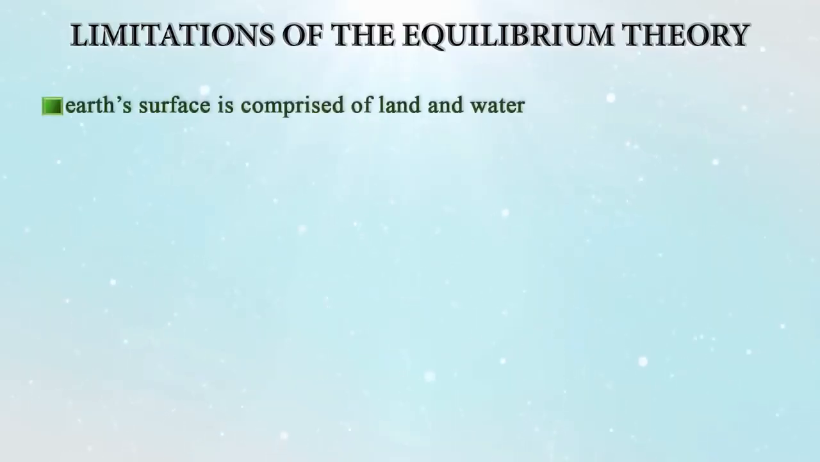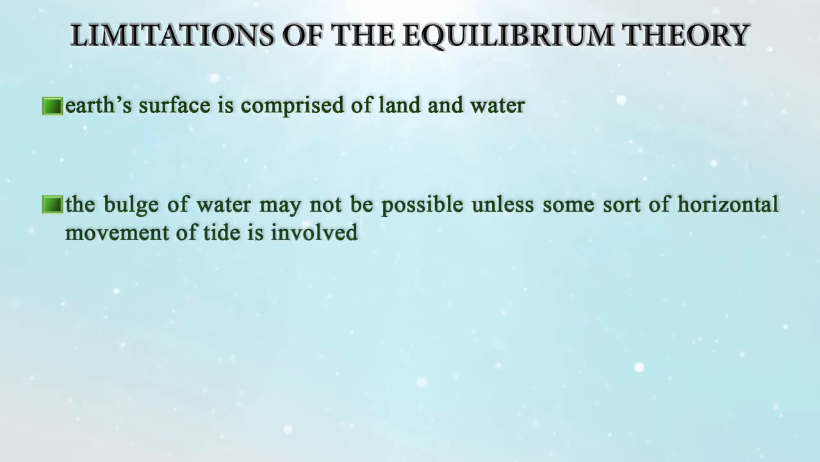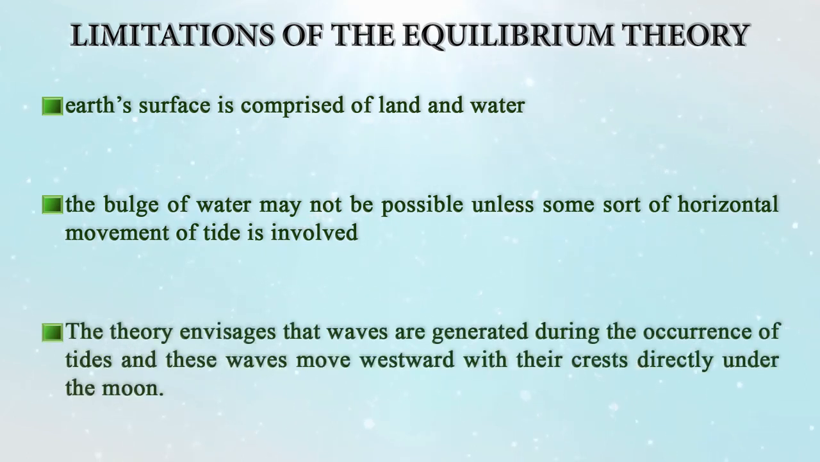Limitations of this theory is that earth's surface is comprised of land and water and is not homogeneous, that is, it is not having water throughout, and the bulge of water may not be possible unless there is some horizontal movement of water. That the vertical rise of water will also involve the horizontal movement of water. So, how do we explain that? And this theory was a bit modified, and it envisaged that waves are generated during the occurrence of tides, and these waves move westward with their crest directly under the moon.